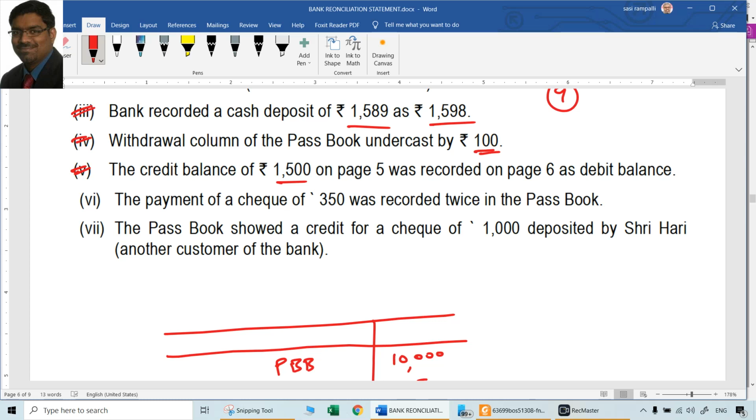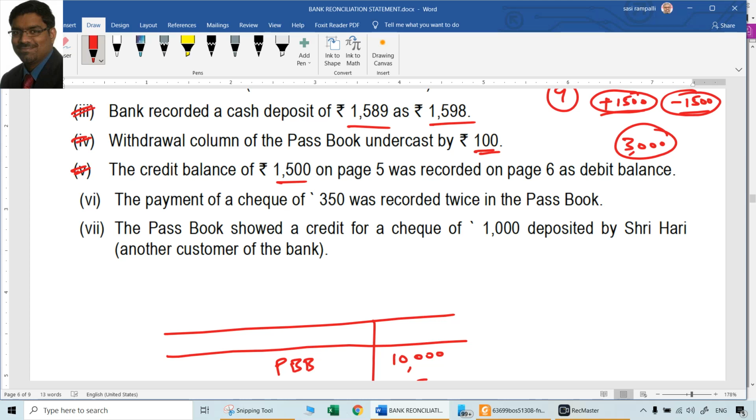So actually it is a credit balance, which means it is a positive balance. They recorded it as a debit balance. They created a negative balance. The impact here is 3000 rupees, not 1500, because what is supposed to be a plus 1500, they showed as minus 1500 on the next page. So the difference between minus 1500 and plus 1500 is 3000.